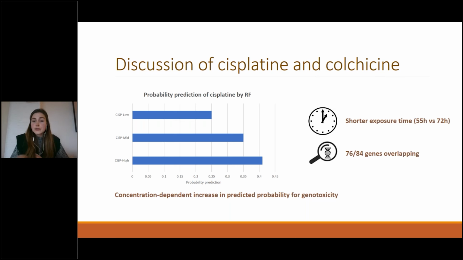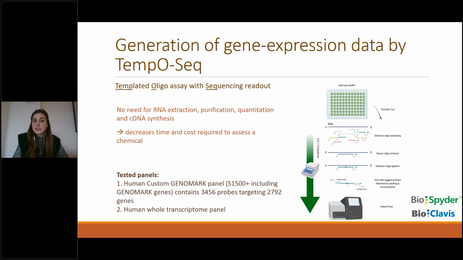However, the different classification results for both chemicals may also be due to the different exposure times, since in this publication, HepaRG cells were exposed during 55 hours, while we use an exposure time of 72 hours. And we found an overlap of 76 out of the 84 genes to do the predictions. However, we had a high prediction performance of 90%. So this was a reason why we also wanted to continue and generate gene expression data ourselves by using the TempO-Seq.